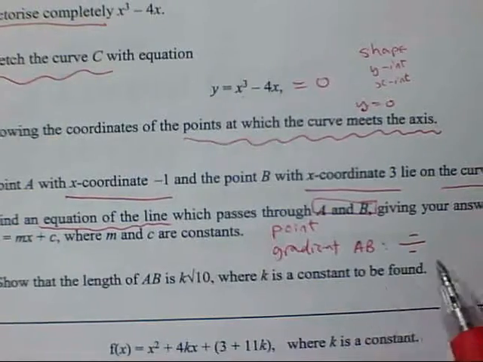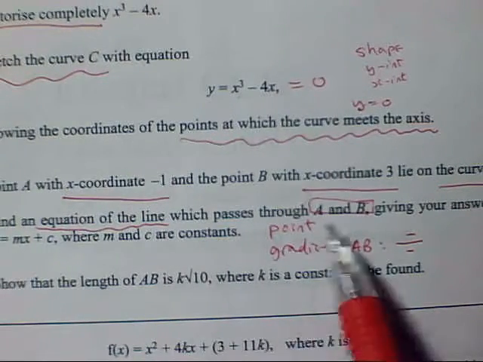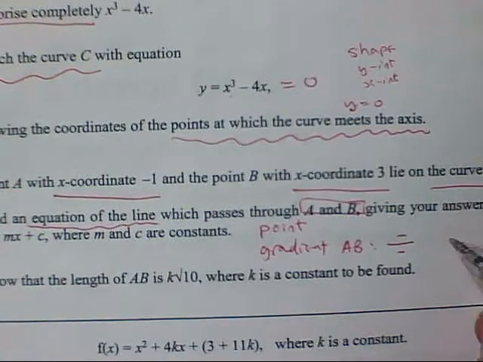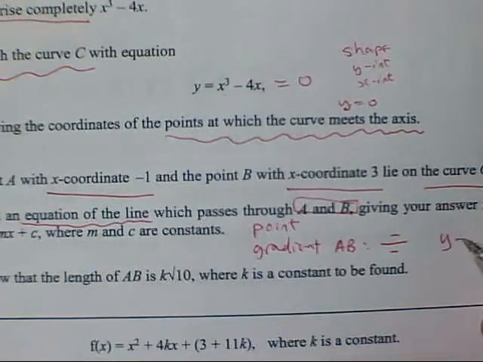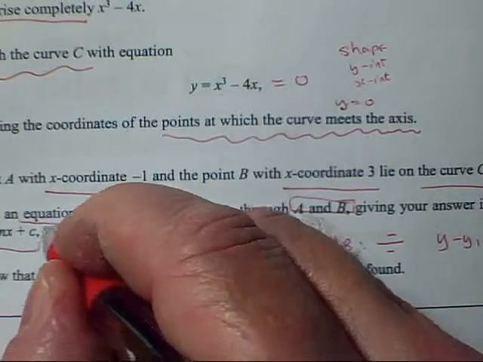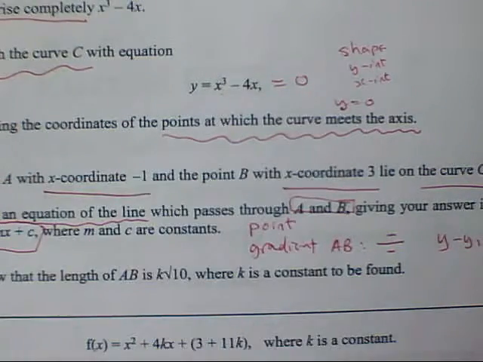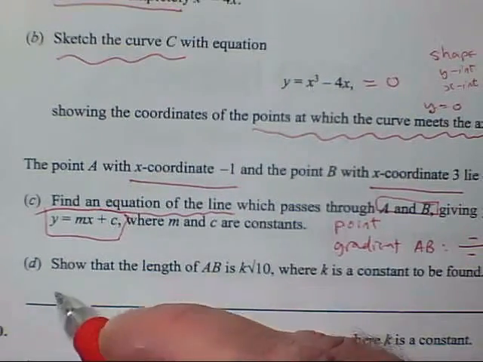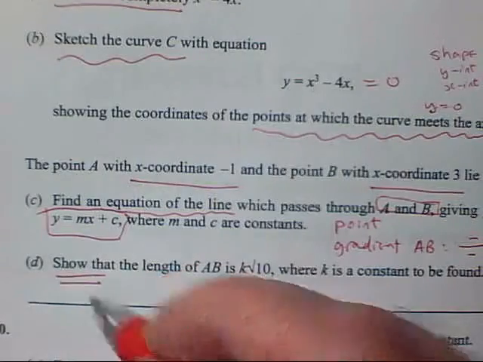Once I've simplified that, do I need a perpendicular? No, because I want the line AB, so I've got the right gradient straight away. So I'm going to do the y minus y1 recipe. Do I have to simplify it? Yes, this time I have to put it in that form, so I keep simplifying till I've got y equals mx plus c.